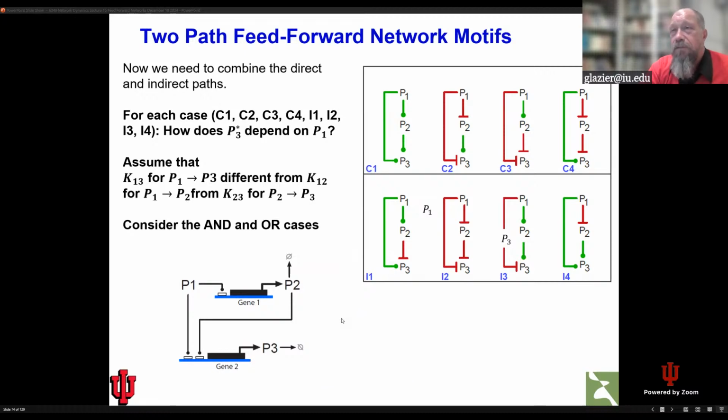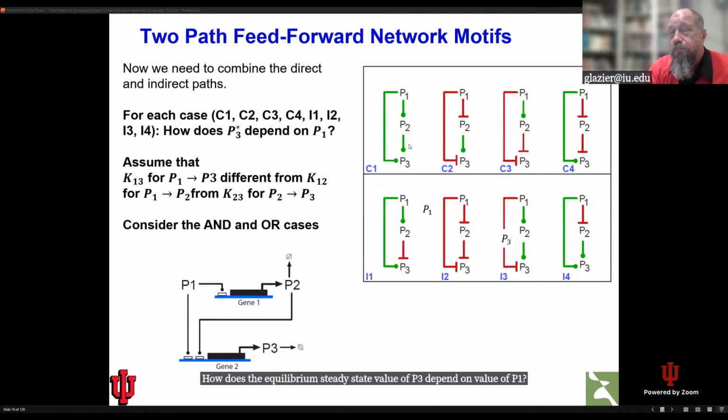And now for each of these cases, we could ask the question, how does the equilibrium steady state value of P3 depend on the value of P1? And in this case, we can use the notation K sub AB. So K13 would be the direct K from P1 to P3. K12 would be P1 to P2. K23 would be P2 to P3. So we have that notation.